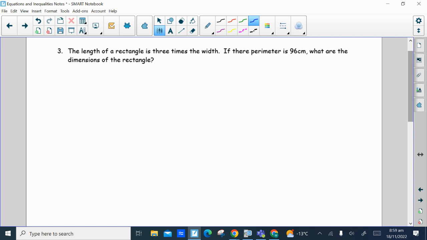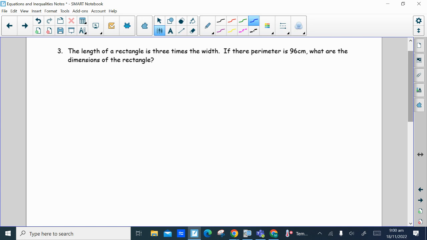Number 3. So we've got two different things being mentioned here. We've got the length and the width of a rectangle. Jackie, put your phone away. The length and the width of a rectangle. But we can only have one variable, all right? But we are told that the length is 3 times the width. The length is 3 times the width.